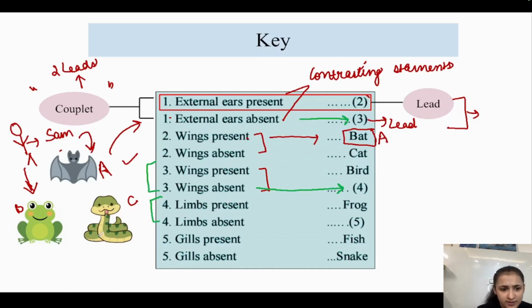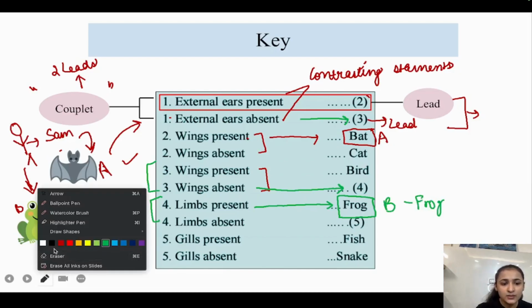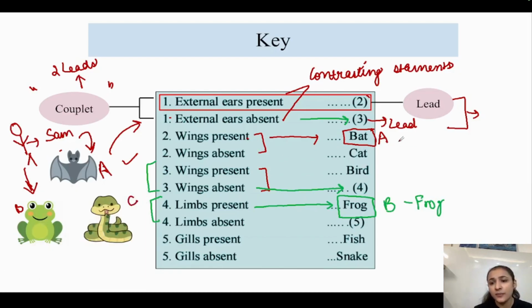Now are limbs present? Yes, limbs are present. We would see what is written adjacent to it. Okay, so if limbs are present, this organism is frog. If limbs are absent, then we would have gone to the couplet number 5. Now since limbs are present, we have identified our organism that this is a frog. So see how easily Sam identified frog also. Okay, he had already identified a snake. He had already identified a bat. Now he has identified the frog also.